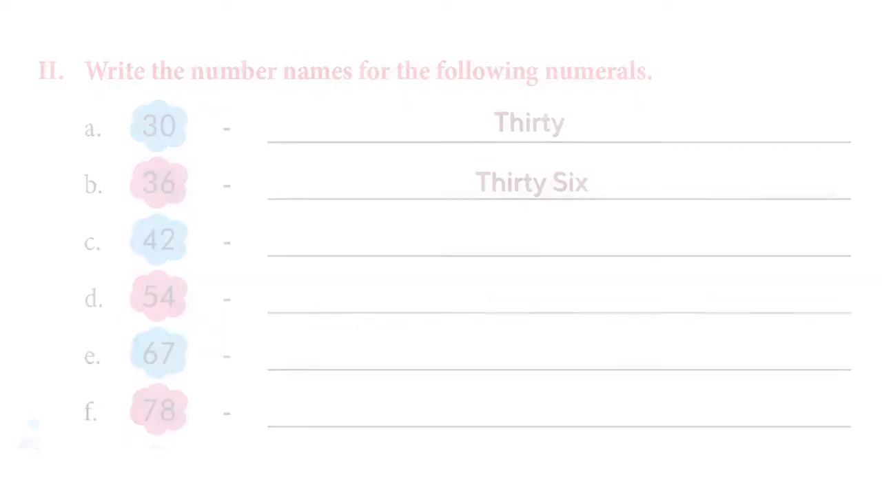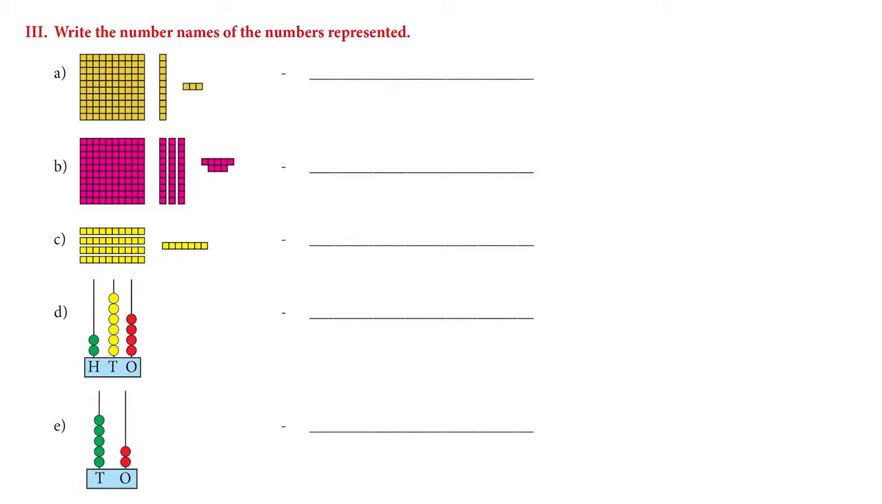Alright, let's move on to page number 43. Write the number names of numbers represented. Let's take a look at this. The first one, there is a box of tens. If you count the tens, there are about 100, and in the place of tens, there is a single 10 box, and then in the place of ones, there is a 3. So all you have to do is count the boxes like you did in the previous class. You will get the answers.